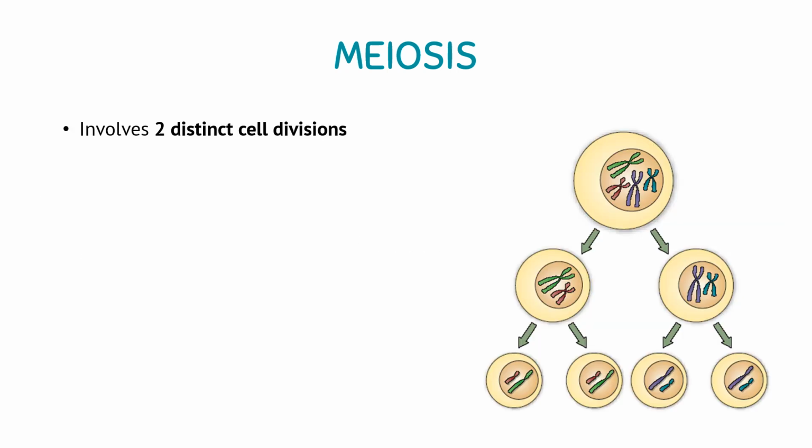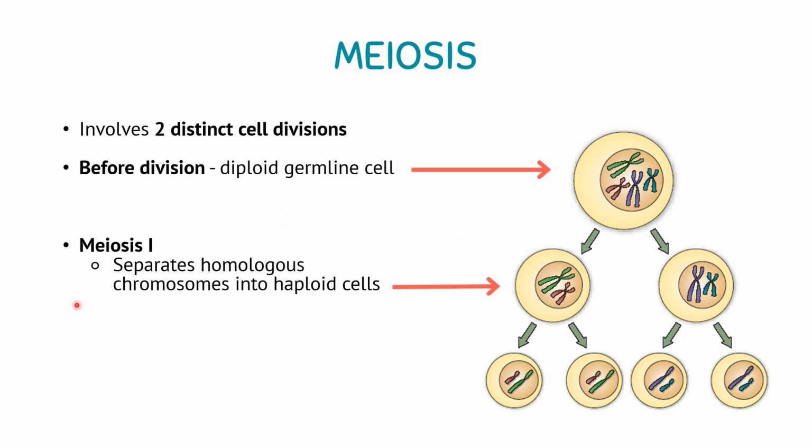So meiosis has 2 distinct cell divisions. Before meiosis actually occurs, we begin with a diploid germline cell. Germline just means the cell that the gametes come from, so the original cell is called a germline cell. Diploid, as you should remember, means 2 sets of chromosomes, and humans have 2 sets of chromosomes. Then we have meiosis 1, which is the first cell division, and this separates homologous chromosomes, and so there's only 1 copy of each chromosome in each cell.